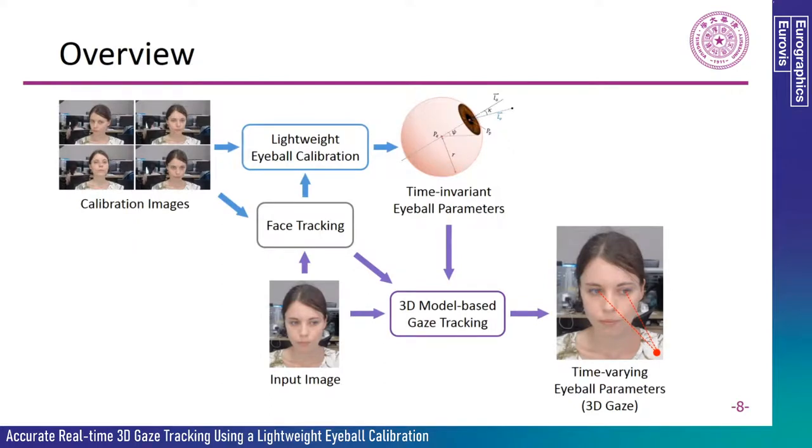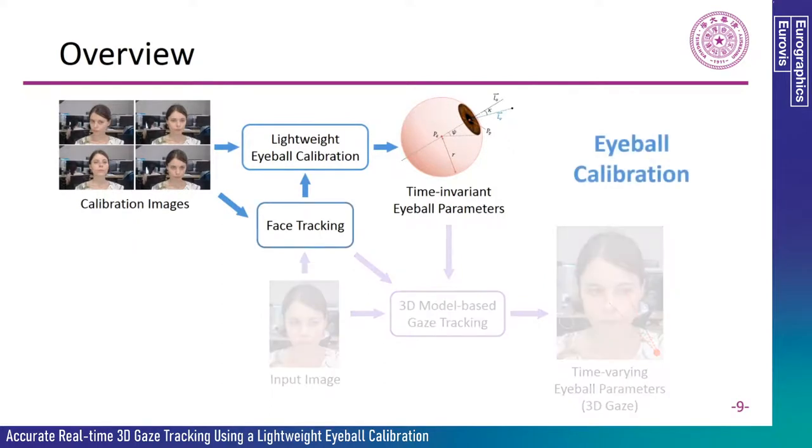Here's an overview of our method. In the first stage, our lightweight calibration procedure requires the user to focus on one 3D target point in the scene with some arbitrary head poses. It doesn't require the knowledge of the exact 3D position of gaze targets and thus is more feasible for end users compared to previous work. Then the calibration method estimates the person-dependent parameters, including the eyeball radius, iris size, and the offset of visual and optical axis. The face tracking module helps to estimate the eyeball position relative to the head and locate the eyeball in 3D space.